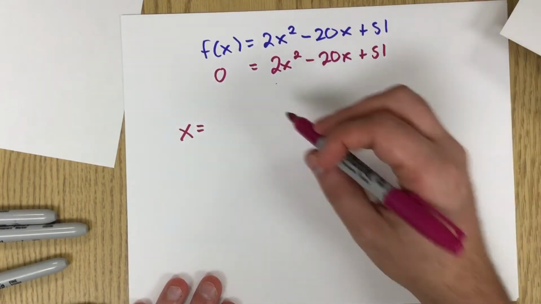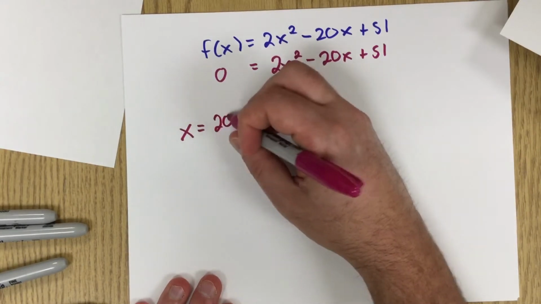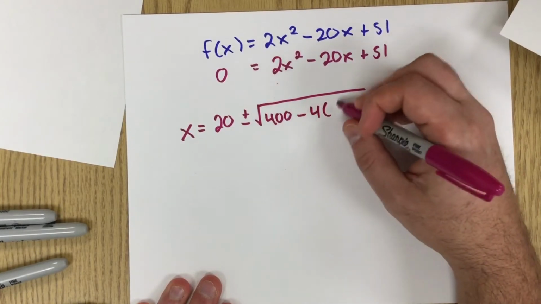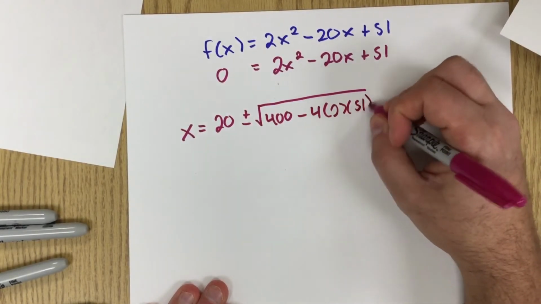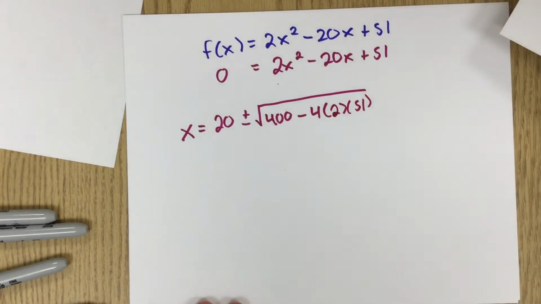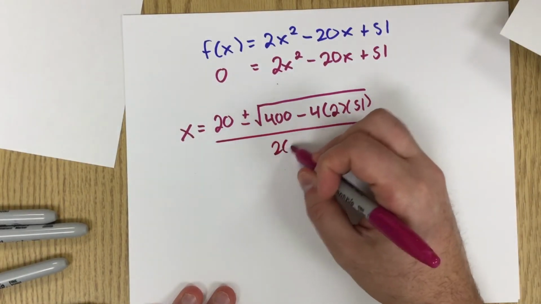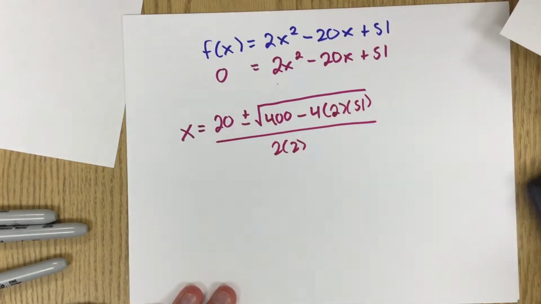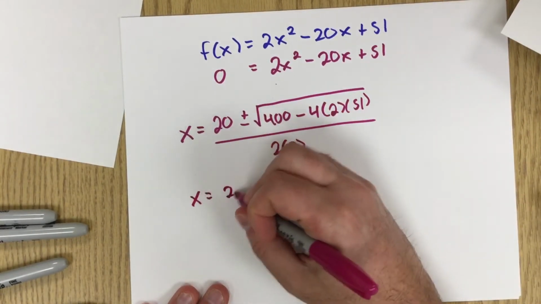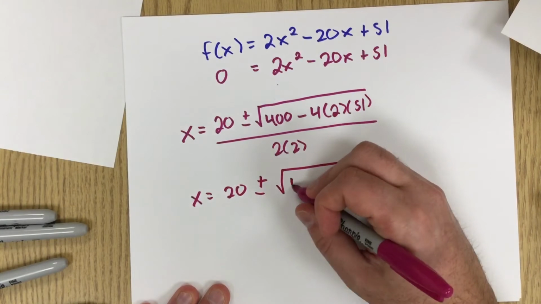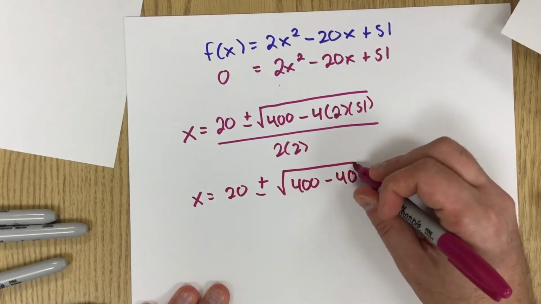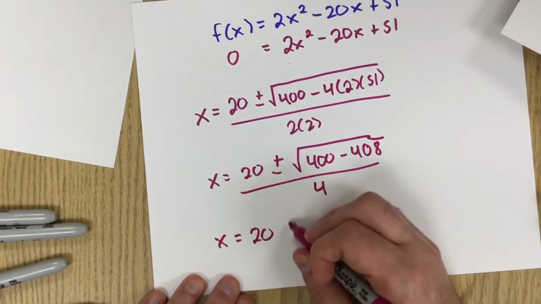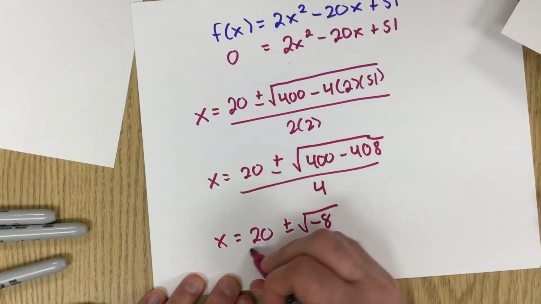So we're going to have minus negative 20, so 20, plus or minus the square root of 20 squared minus 4 times 2 times 51 over, I think that's 408. 4 times 2 times 51, yep. So x is going to be 20 plus or minus the square root of 400 minus 408 over 4. So x is going to be equal to 20 plus or minus the square root of negative 8 over 4.